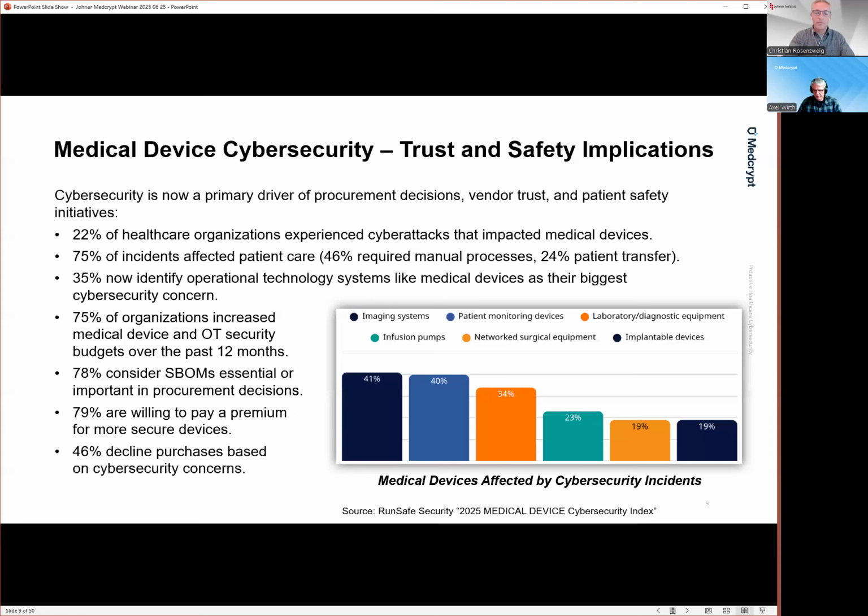And almost 50% have reported that they have declined certain devices because of cybersecurity concerns. So again, this report just came out a couple of days ago, but I think it highlights really a change in how customers, hospitals look at cybersecurity of medical devices.